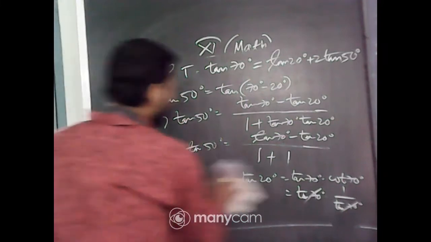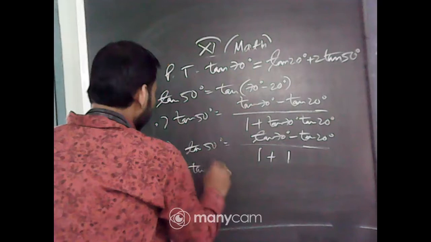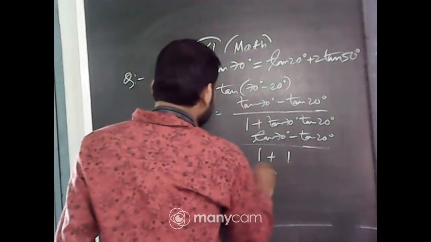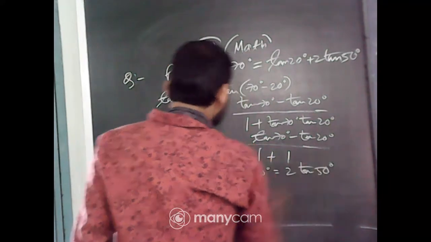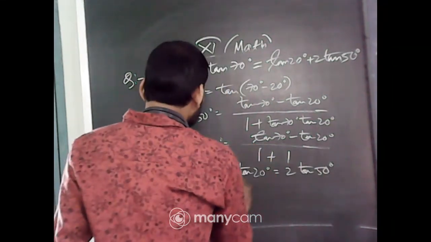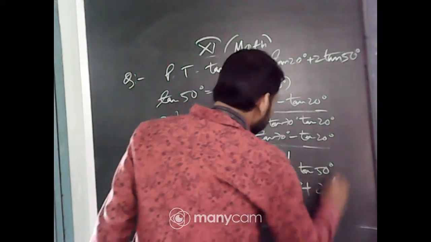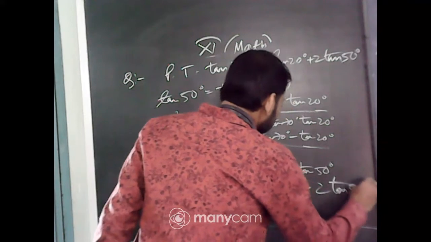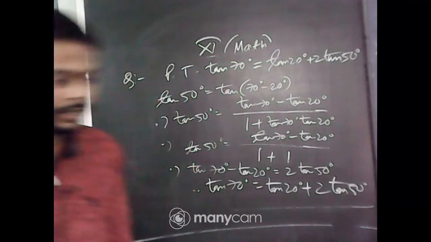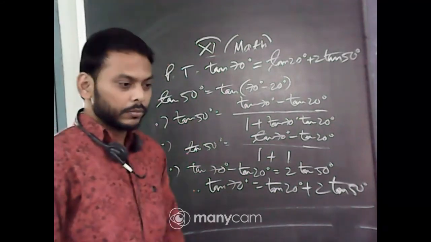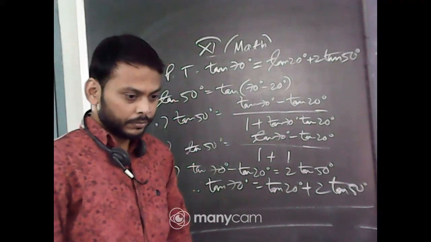So 1 plus 1, 2. So tan 70 minus tan 20 equals twice tan 50. That means tan 70 equals tan 20 plus twice tan 50. Okay, that's it. Is it all right? Is it done?